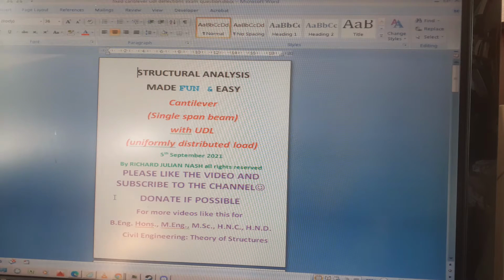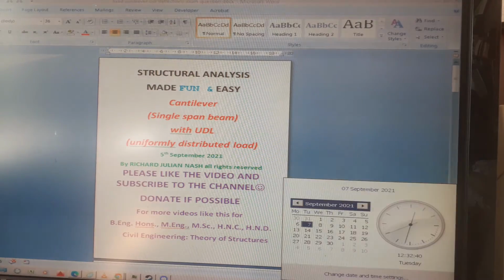Today's video we're going to be looking at a single cantilever, also known as a single span beam, with a UDL, uniform distributed load. I started this question on the 5th of September, so today is actually Tuesday the 7th of September.